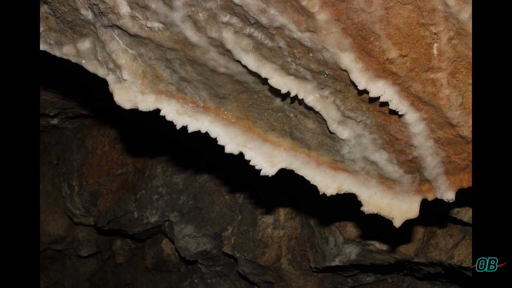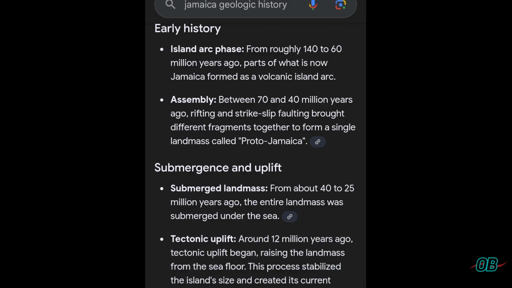The thing that we need to look at here is that the presence of carbonate minerals within the Stamford Hill mine gives indication that the overall location would have been underneath the sea, and I've already gone in depth on this in a previous video.